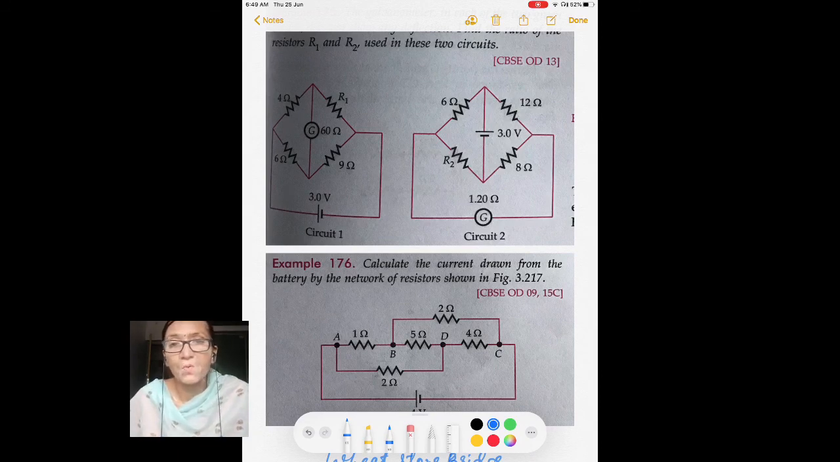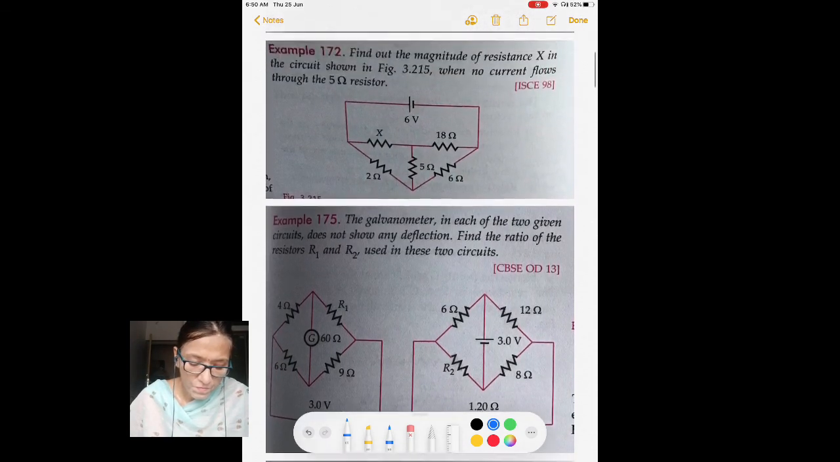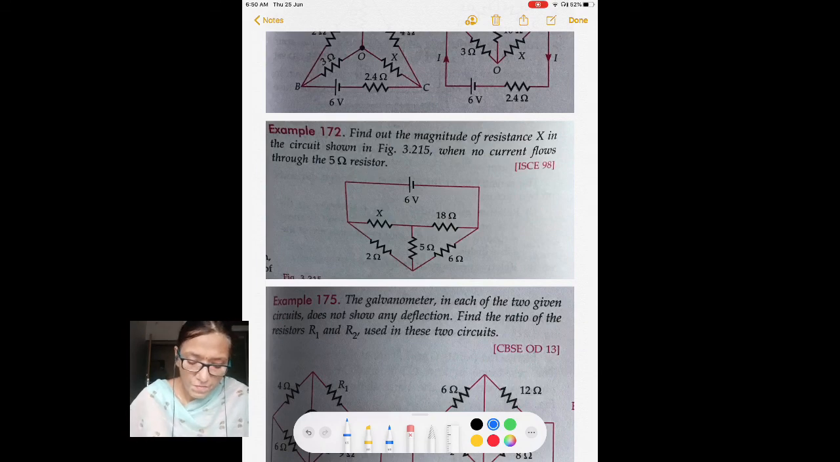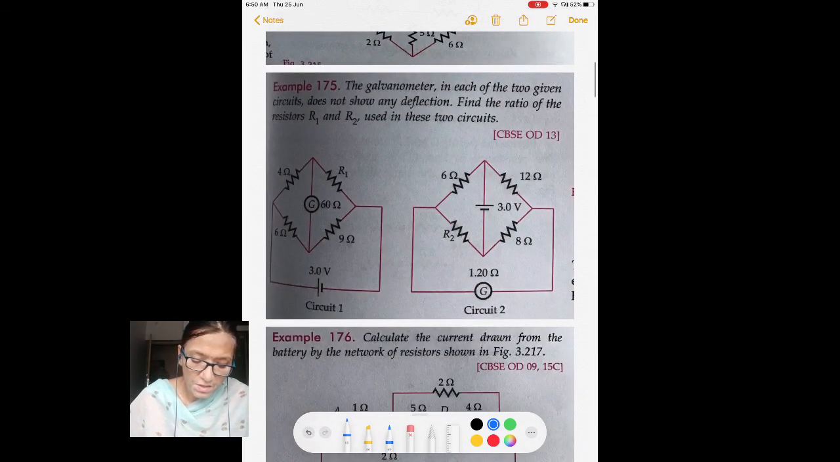So this is how you will be doing these simple numericals. A balanced Wheatstone bridge simplifies the solution of any complicated circuit. Here, this one.